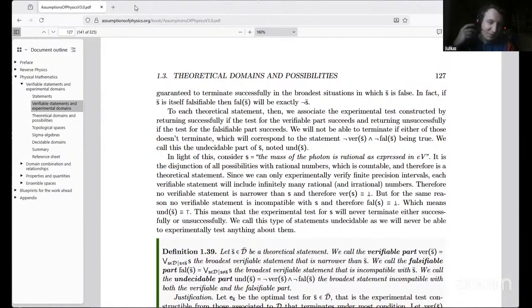Okay, makes sense. So you're basically taking a statement and saying, okay, which part is the part that terminates, which part is the part that does not terminate, and which part terminates successfully and unsuccessfully.